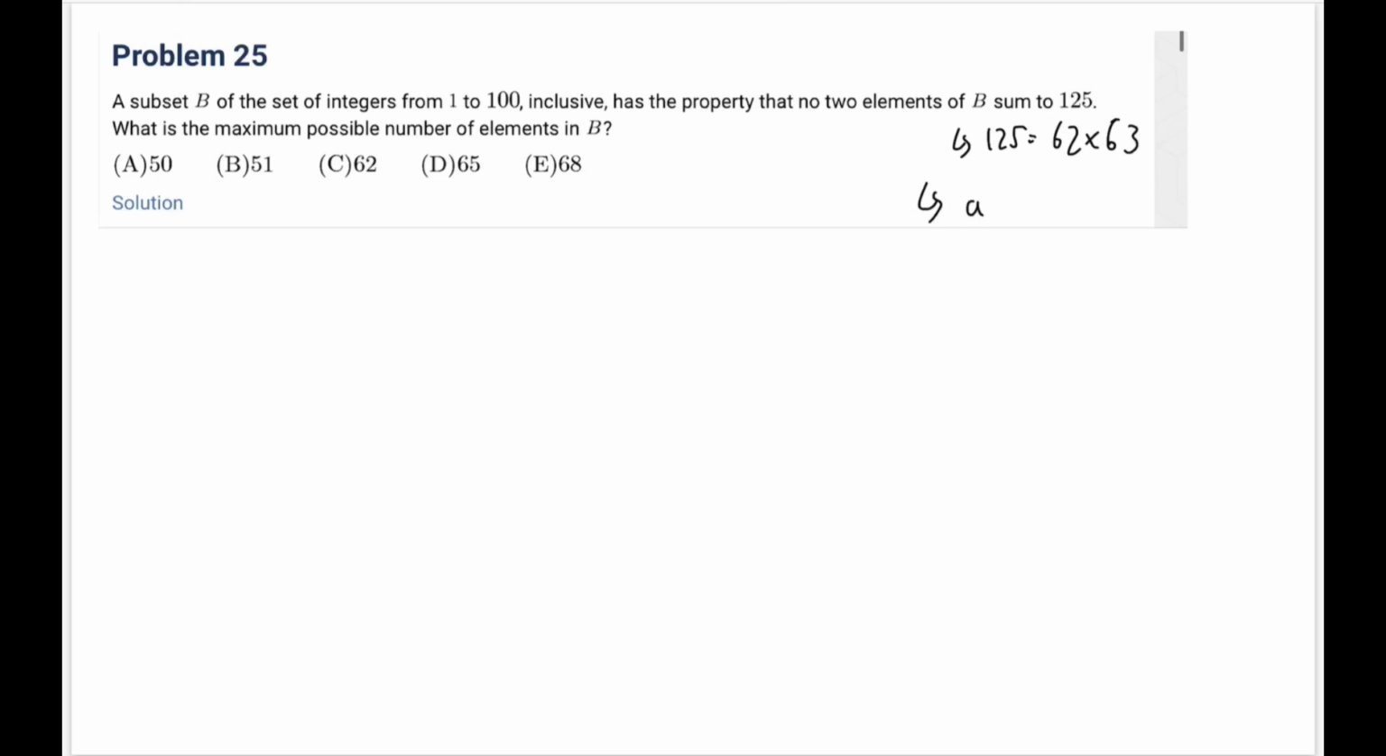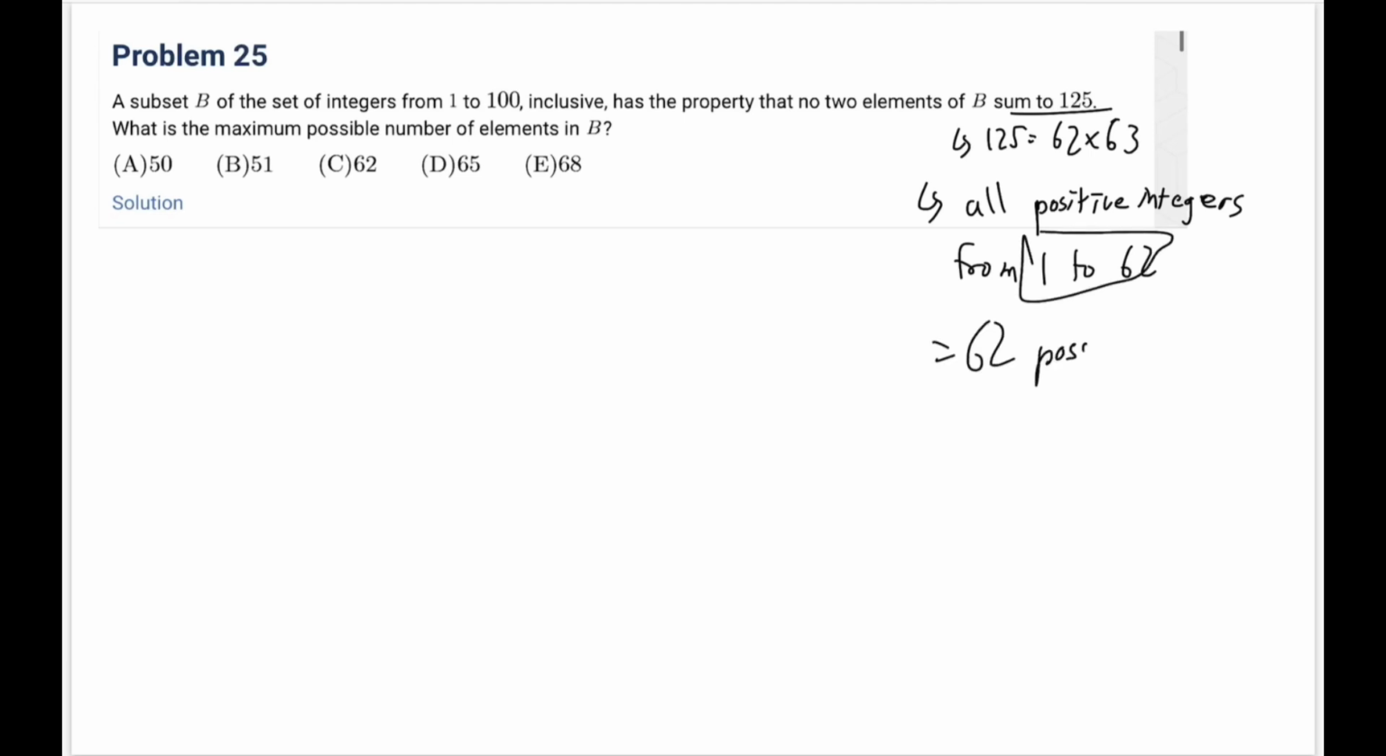So it could be all positive integers from 1 to 62, because beyond 62, pairs will sum to 125. So it's all the integers from 1 to 62. This is 62 possible elements, and 62 is the maximum, right? So the answer is C. It's 62. And that was problem number 25, and thank you for watching.